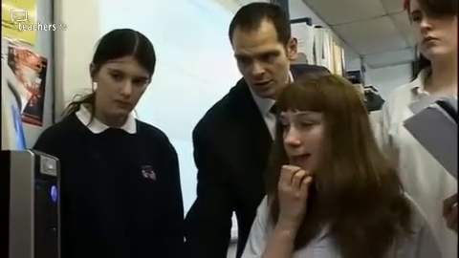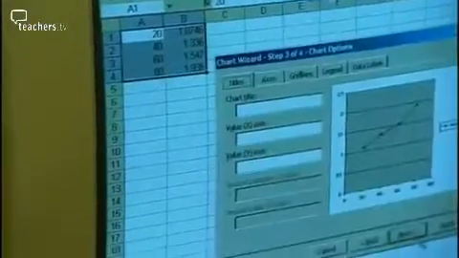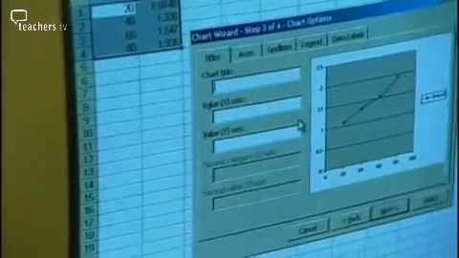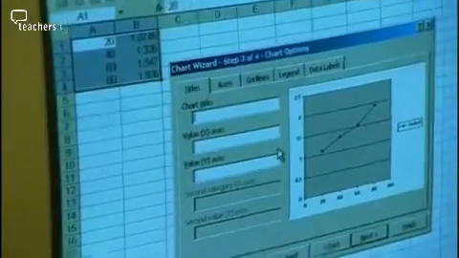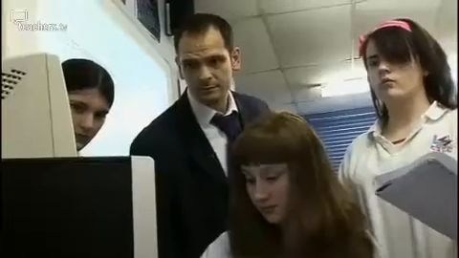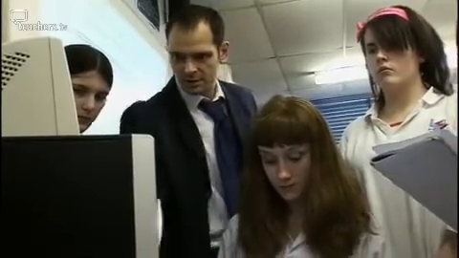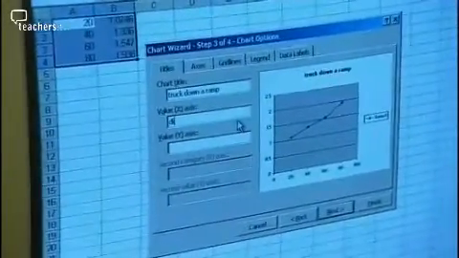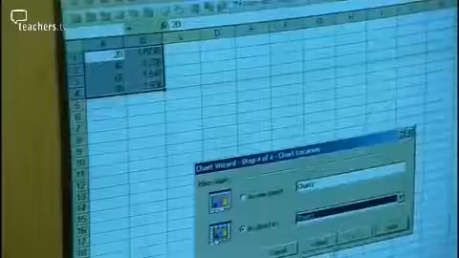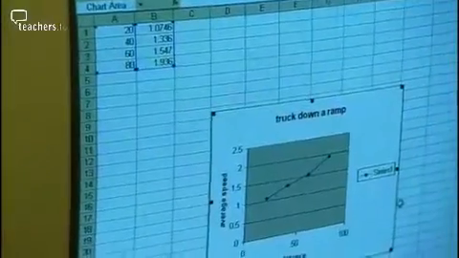Okay? So if you go down to here, you can put in the title. Well, this is truck down a ramp. Okay, and the value of the x-axis. So what have you got on the bottom? 20, 40, 60, 80? Oh, so that's the distance. Distance, good. Okay, and press finish. There's your graph.